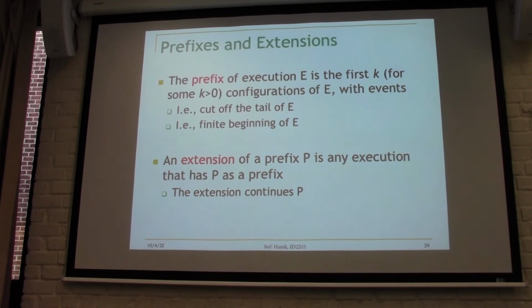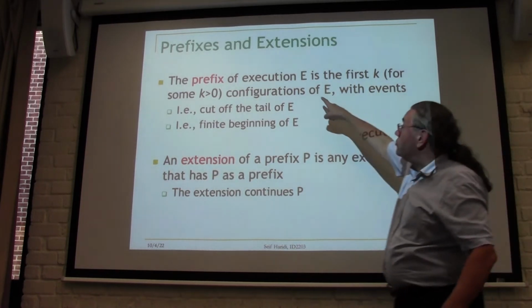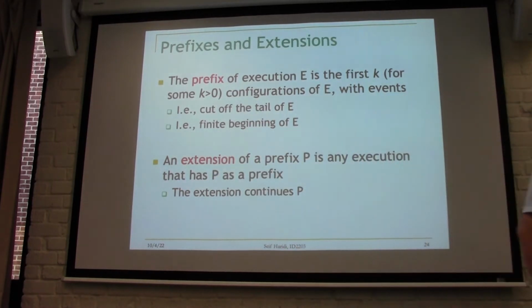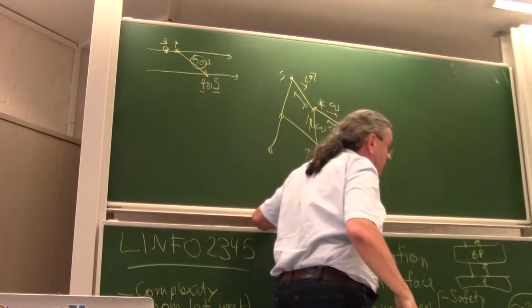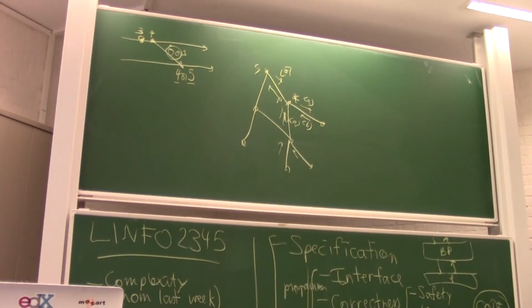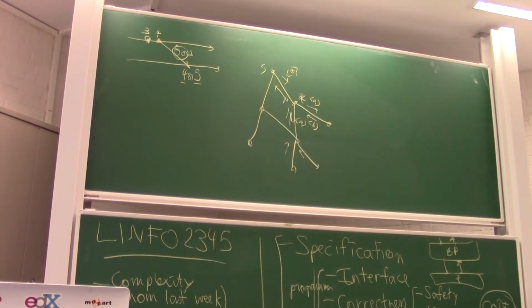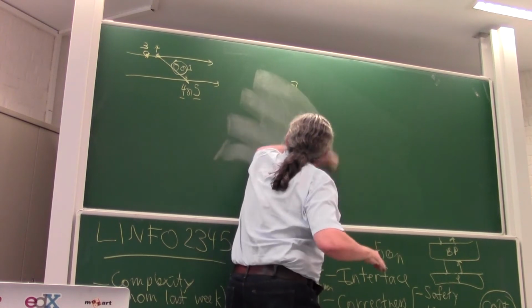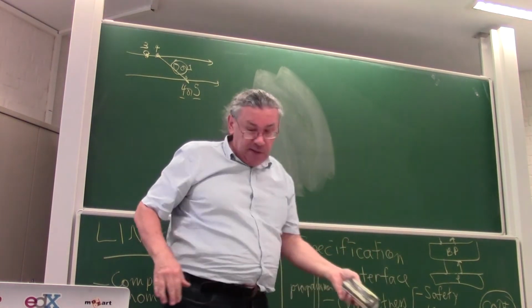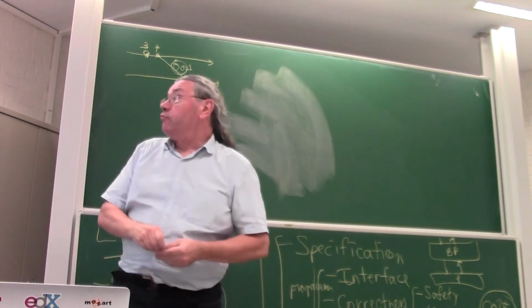In order to do that, I need two concepts. We're talking about executions, huh? So the prefix of an execution and an extension of a prefix. Let me make some pictures here. I am a very visual person. Some people are not. Some people love manipulating formulas. Your mileage may vary, but I love drawing pictures.